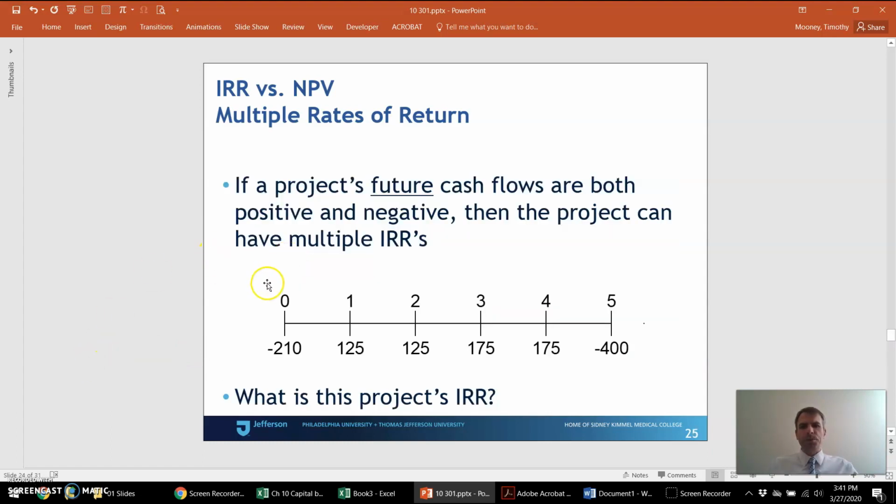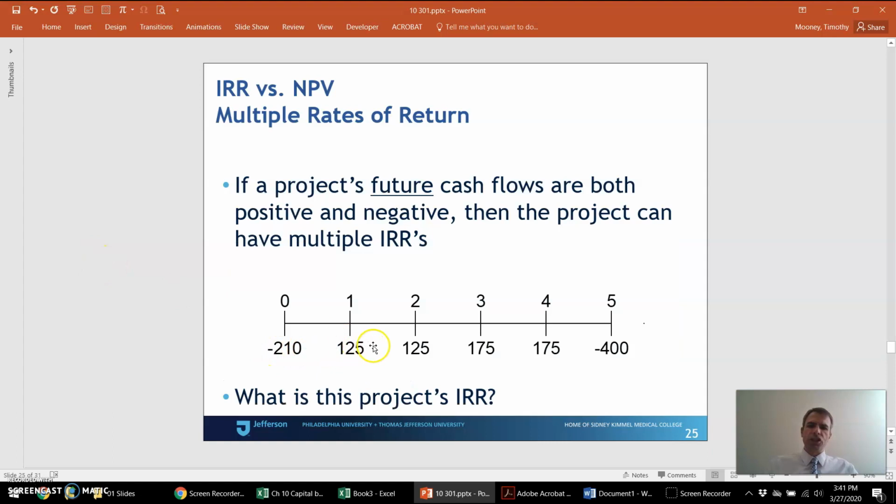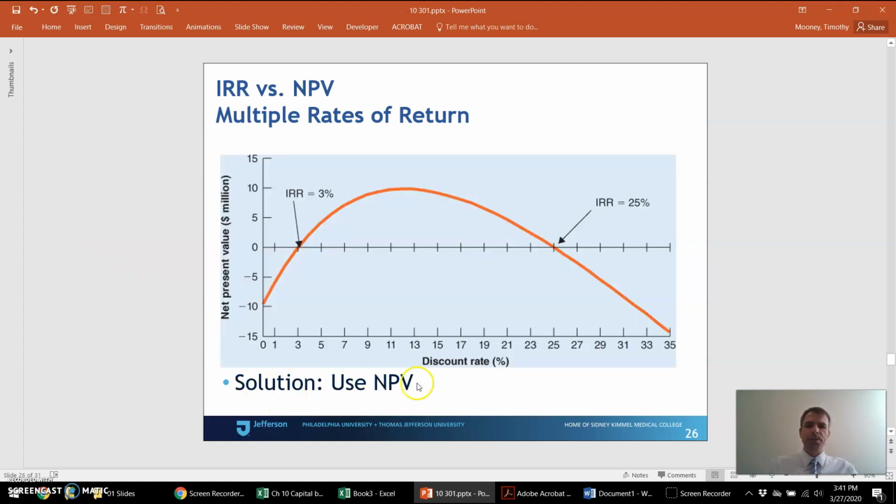It can make the NPV profile look kind of weird, and there could be multiple discount rates, multiple IRRs associated with it. So if we see the signs change multiple times on a cash flow timeline, we know we should use NPV because IRR could be misleading.